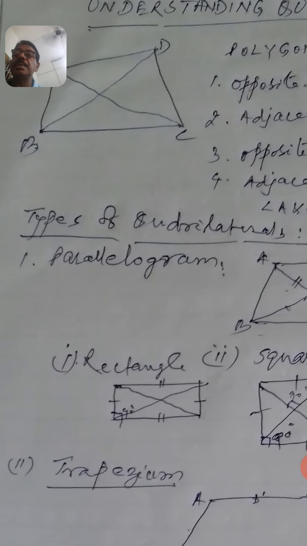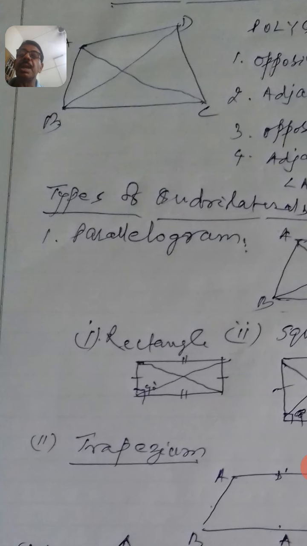Now, this ABCD is a quadrilateral in which AB and DC are opposite sides. Similarly, AD and BC are opposite sides. Now, adjacent sides: AB and BC, BC and CD, CD and DA, and DA and AB. These are four pairs of adjacent sides and two pairs of opposite sides.